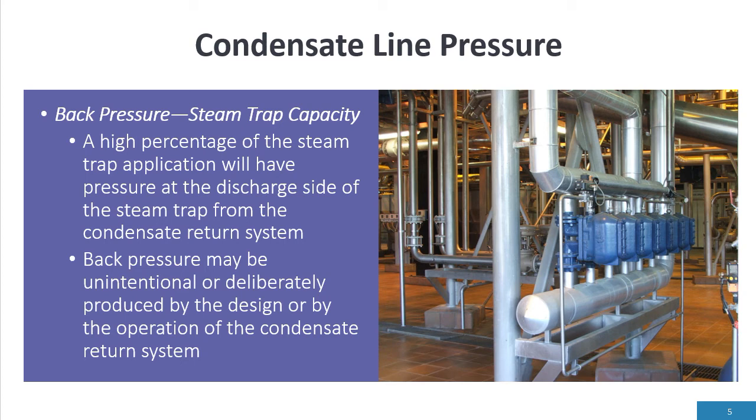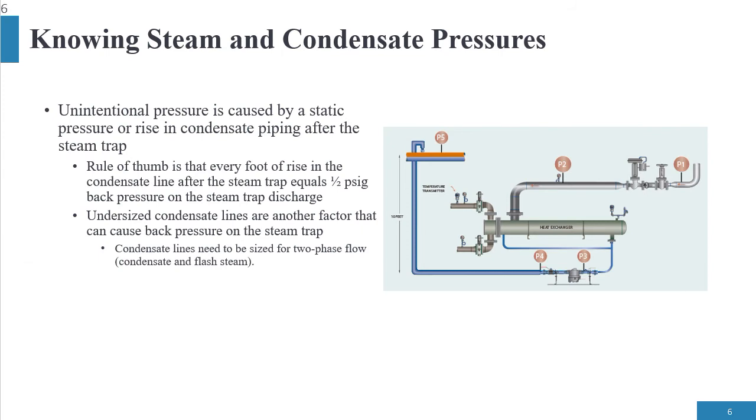Now, back pressure can be unintentional or deliberately produced by the design of the system, because today we are looking at implementing pressurized return systems to increase the steam thermal cycle efficiency, which means there is going to be intentional back pressure on the system. The other thing is that if we take a rise up after the steam trap, for a rise in the piping system, there's going to be back pressure. The rule of thumb is half a psi for every foot of rise. So therefore, there is going to be back pressure onto the steam trap, down here at P4. The other factor is undersized condensate lines, which I already mentioned, is a big factor today in steam and condensate systems. So therefore, 95% of the time, we're going to have back pressure onto the system.